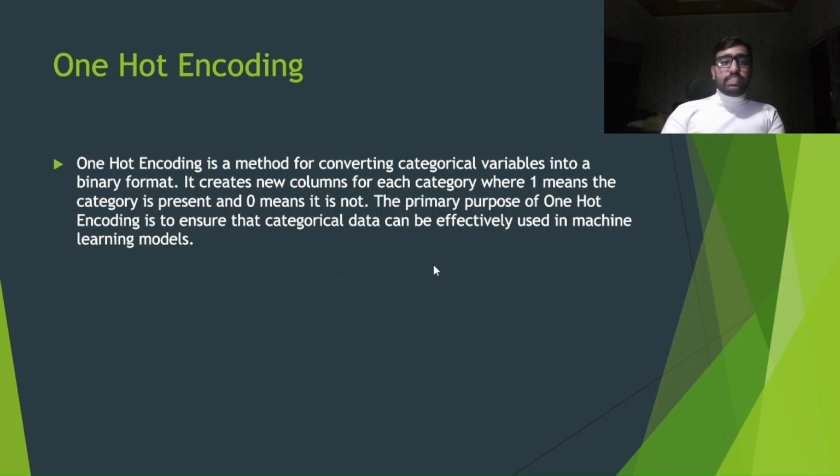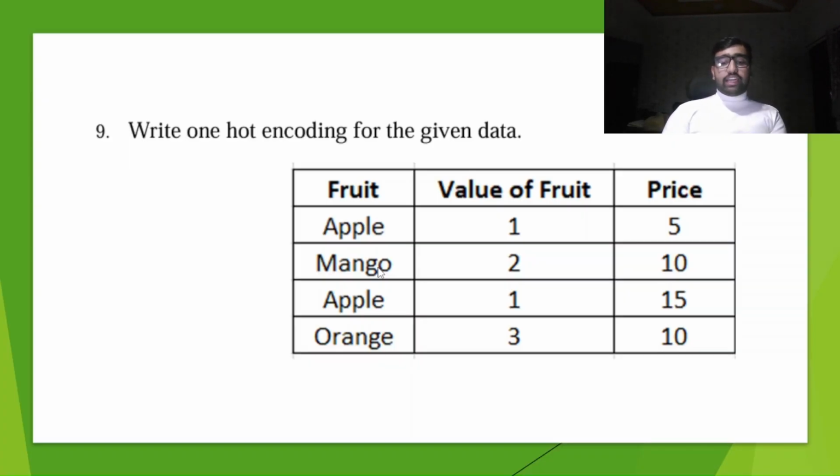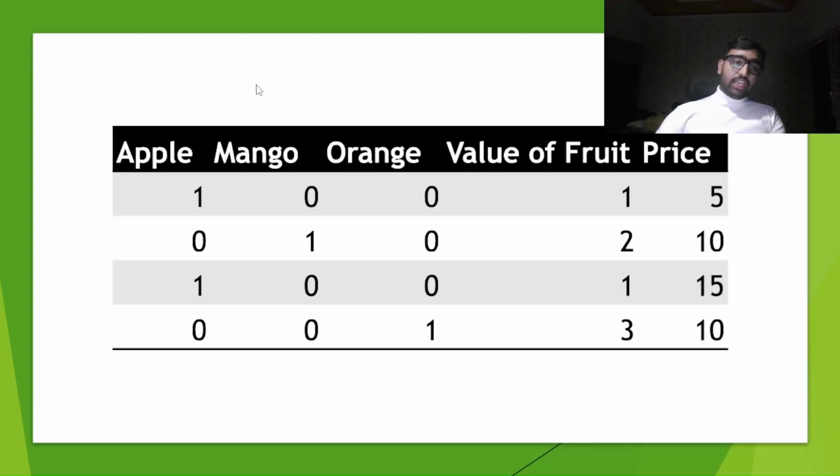Now let's solve this. Let's perform one-hot encoding for the given data. So now we have successfully performed the one-hot encoding here. Let me explain how we have achieved it. For my given categorical variable fruit, I had three possible values, which were apple, mango, and orange. Therefore, I have removed the column of fruit and added three columns instead of it, which are named apple, mango, and orange.